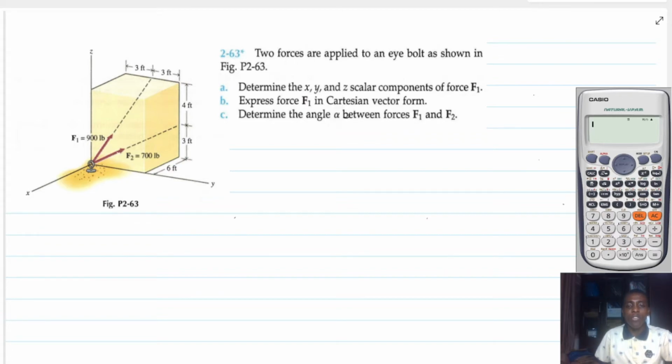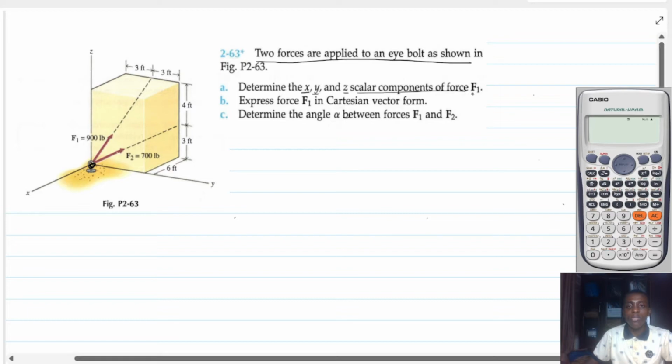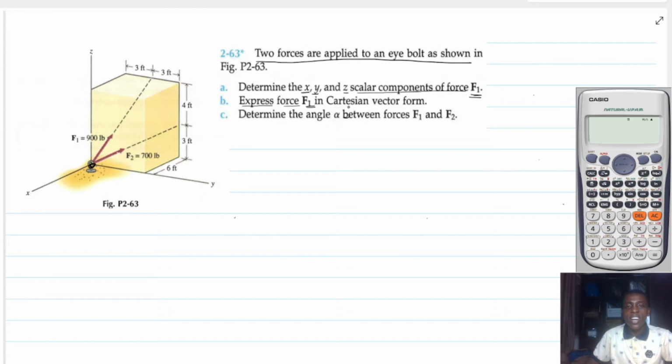So in this video, I want to solve a problem with you to illustrate the concept of a force in space. All right, so let's solve the problem together. Two forces are applied to an eye bolt as shown. So that is the eye bolt here. We are to determine the x, y, and z scalar components of the force F1, and then express the force F1 as a vector in the Cartesian form. And finally, we should determine the angle alpha between F1 and F2. All right, so let's do this together.